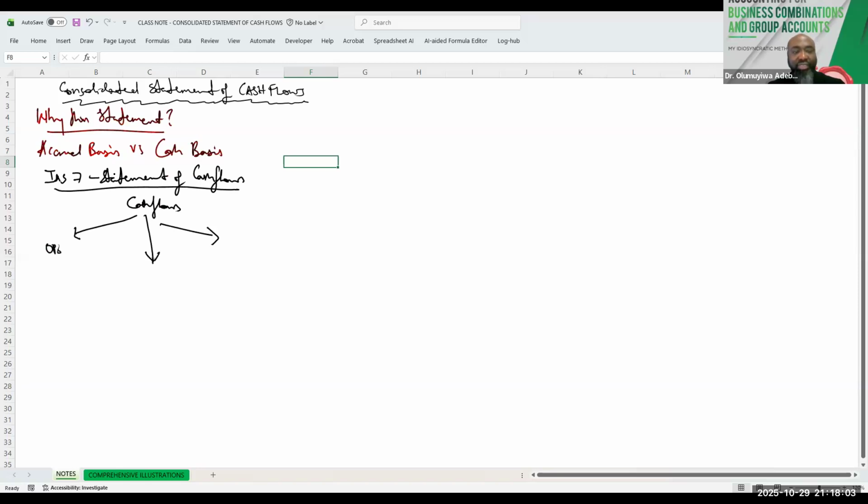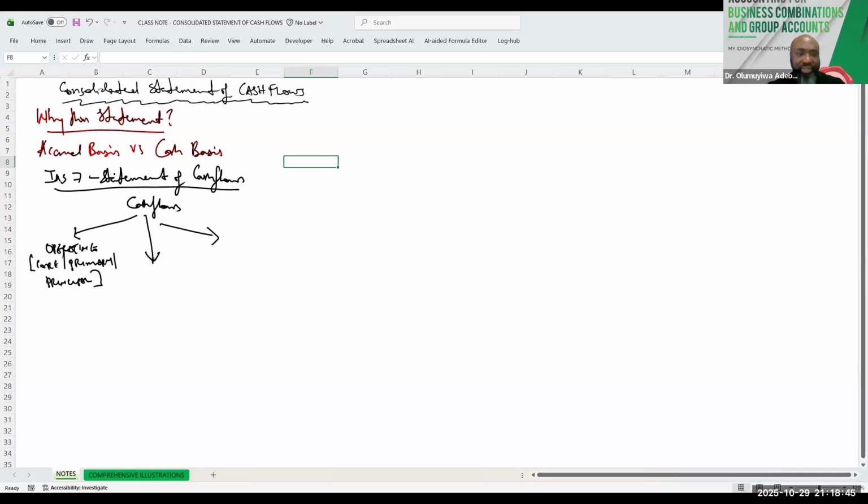From operating activity, and operating activity can be considered as your core activity or your primary activity, or I could call it your principal activity. Therefore, any activity that generates cash flow that is critical and principal or core to your operation will in general be classified as operating activity.